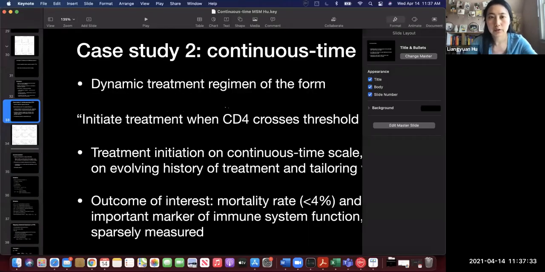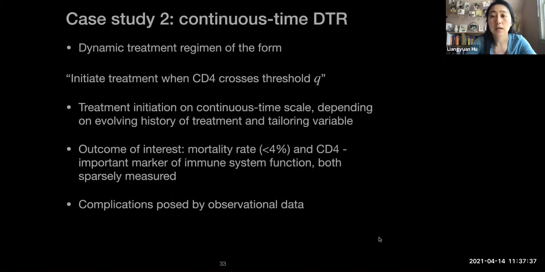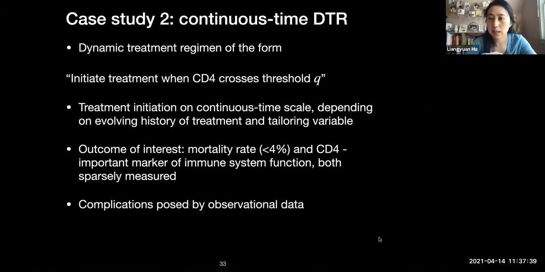The second example is a dynamic treatment regimen that could still occur on the continuous time scale, but it depends on the evolving biomarker history. So it takes the form of initiate treatment when CD4 crosses a threshold value Q.